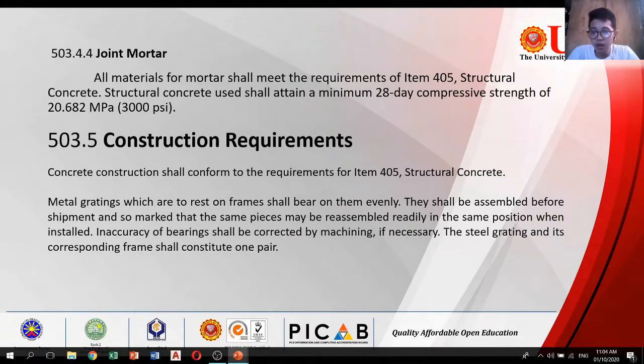Joint mortar. All materials for mortars shall meet the requirements of Item 405, Structural Concrete. Structural concrete used shall attain a minimum 28-day compressive strength of 20.682 MPa or 3000 psi. Unless otherwise indicated on the plans, joint mortar shall be composed of one part of Portland cement and two parts of fine aggregate by volume, to which hydrated lime has been added in an amount equal to 10% of the cement by weight. So, construction requirements.